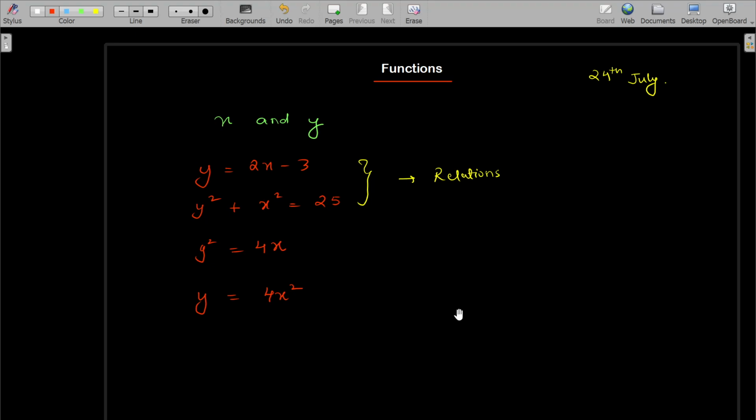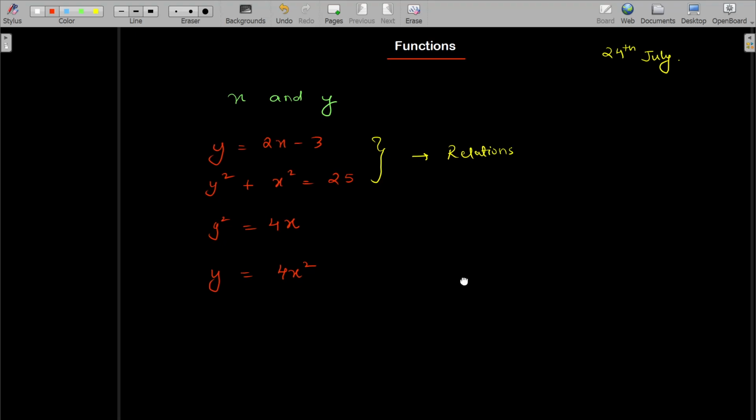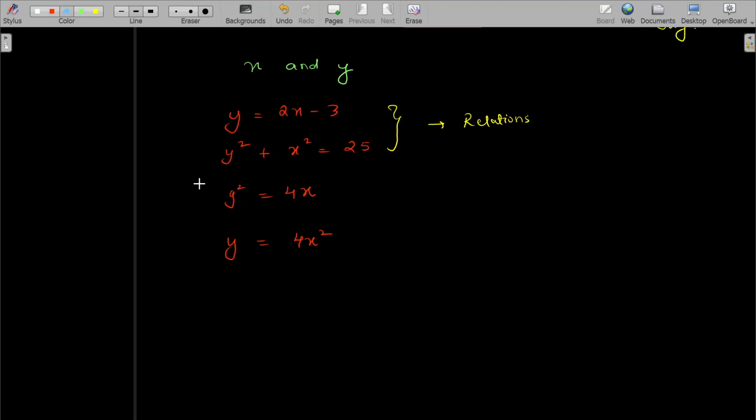The difference between relations and functions, Anishka, is that for functions, every x value is supposed to have only one y value. Okay, this is really important. Every x value should have only one y value. I'll tell you what this means. Only one y value.